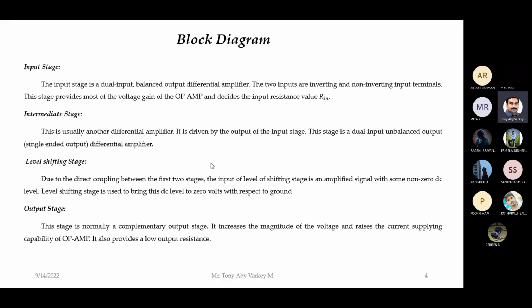Okay, so these are the blocks of an op-amp. Please go through it. We are not doing any detailed analysis, and we are not going into detail about what is inside the input stage. We just know that it is a dual input balanced output differential amplifier. The intermediate stage is a dual input unbalanced output differential amplifier. Only that is required.